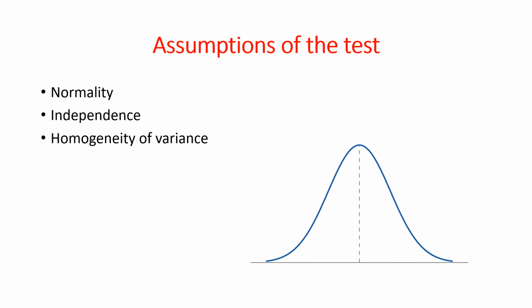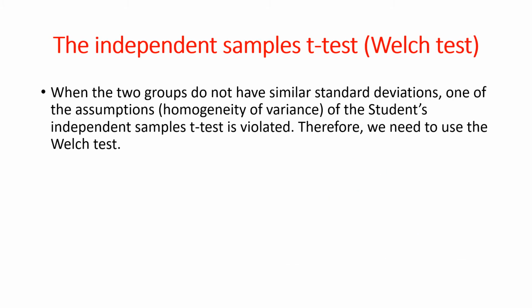So let's start with the last assumption. What happens once the homogeneity of variance assumption is not met? What happens if the standard deviation in the two groups is different? We could use a different test than the student's test, which is called the Welch test.